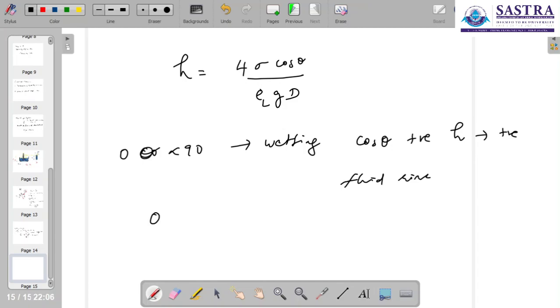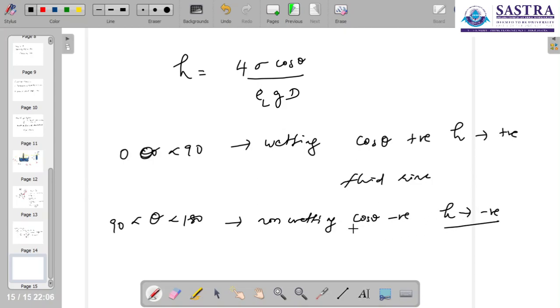Now if theta is an obtuse angle, greater than 90 and within 180, which is typically the case of a non-wetting fluid, then cos theta is negative, which means h is negative. The fluid will not rise; it will fall down in a capillary tube. So there will not be a rise, rather there will be a capillary depression. This is the case when you have a fluid in contact with a material which it does not wet. With this I end this video.